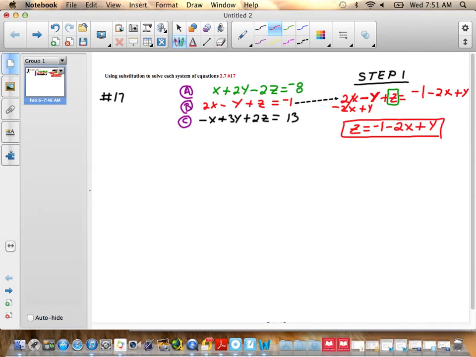And that's my equation for Z. Take a moment, pause the video, and make sure you understand how I solved for Z, and then we'll move forward.